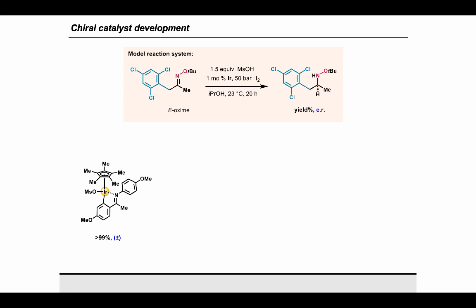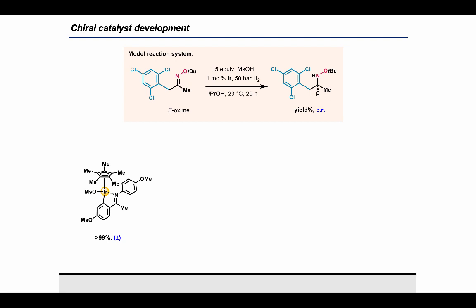For the catalyst tests, we selected the shown aryl acetone oxime with a tert-butyl ether substituent as our model substrate. We set the standard hydrogenation conditions at 1.5 equivalents of methanesulfonic acid, 1 mol % of the iridium complex, 50 bar of hydrogen pressure at room temperature in isopropanol. As a reactivity reference, the achiral iridium complex shown below led to quantitative product formation.